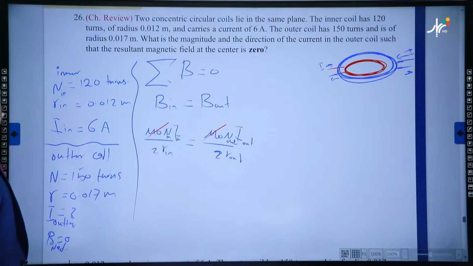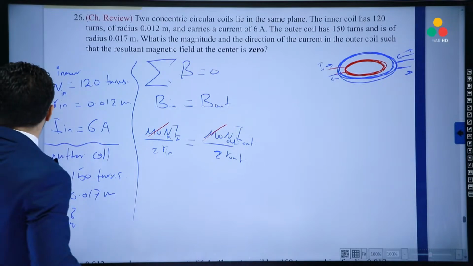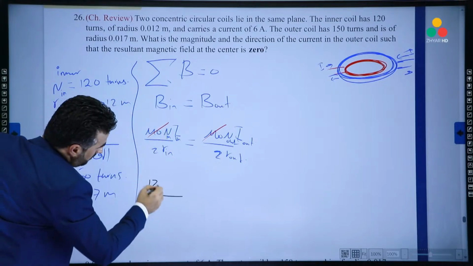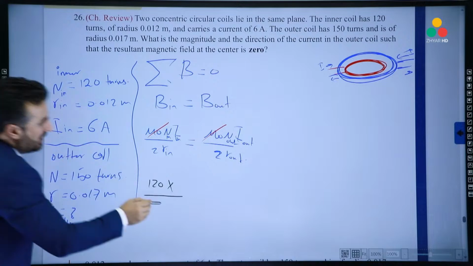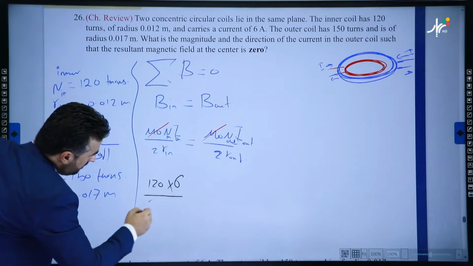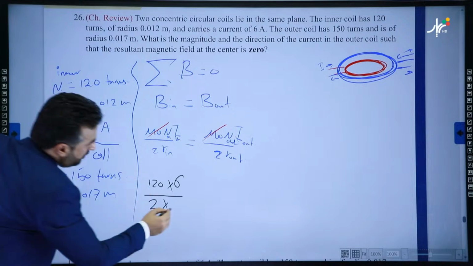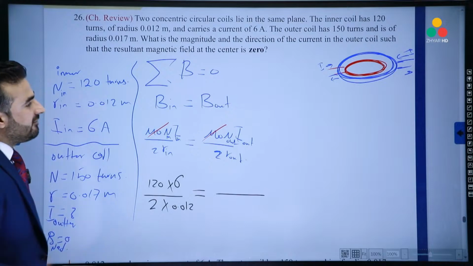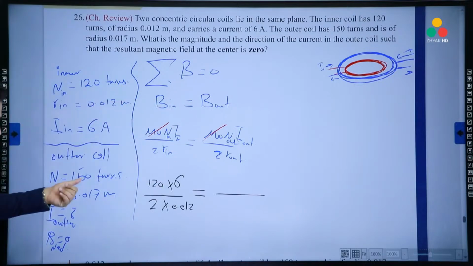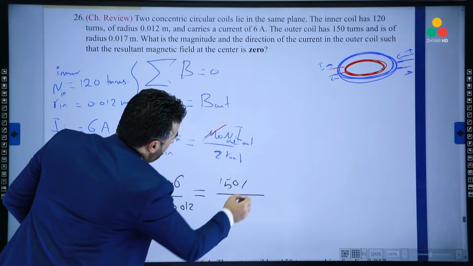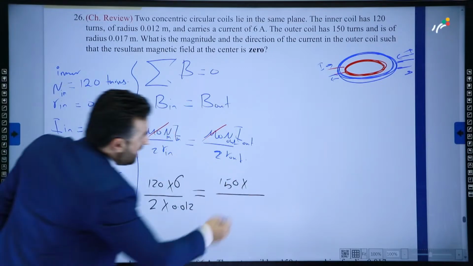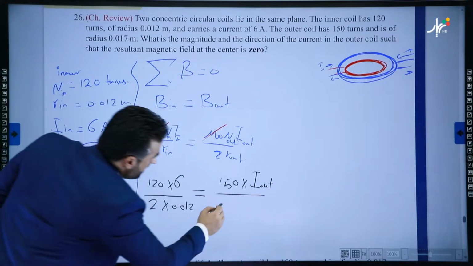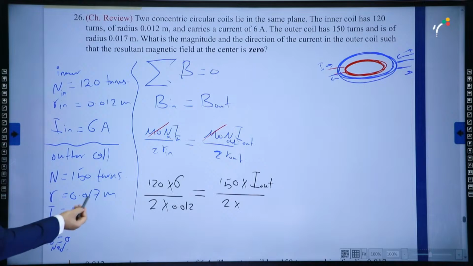Now I can plug numbers into the equation. For the inner coil, what is the number of turns? We said 120, multiplied by the current, which is 6 amperes, divided by 2 times the radius, 0.012, is equal to. On the other side, we have the number of turns for the outer coil, which was 150, multiplied by I. Do we have I for the outer coil? No, so I'll just write I for the outer coil here. What about the radius? 2 times the radius, which is 0.017.